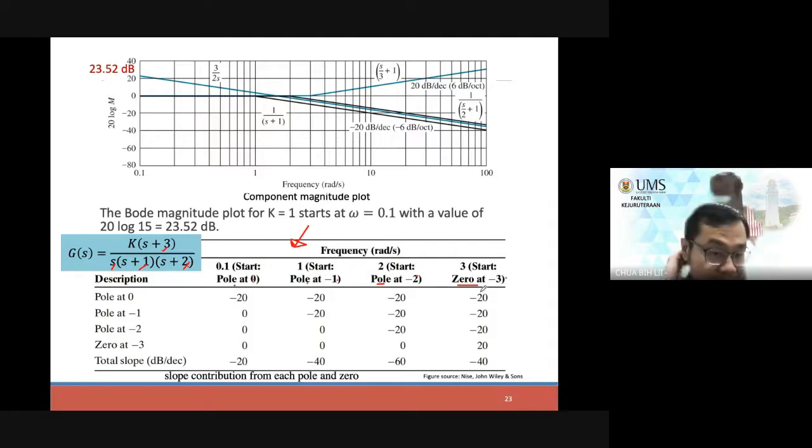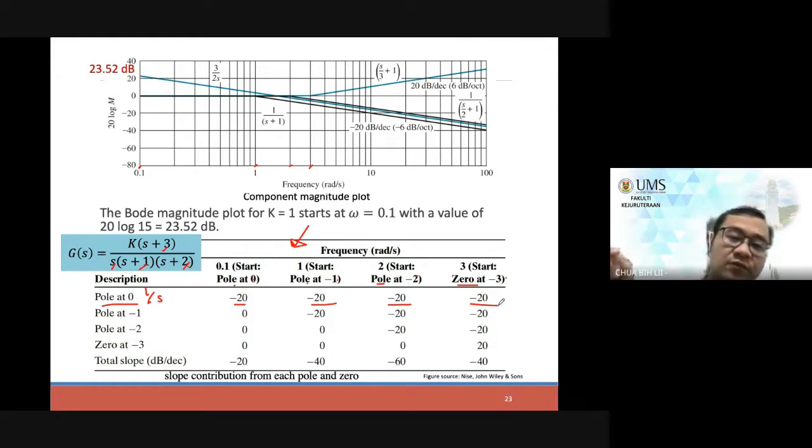So you have frequencies to start, as I mentioned previously: 0.1, 1, 2, and 3. You would start to analyze according to your knowledge. For 1 over s, we know that the magnitude slope is always minus 20, so you just put minus 20 all the way from lowest to highest, to denote the slope of the magnitude.